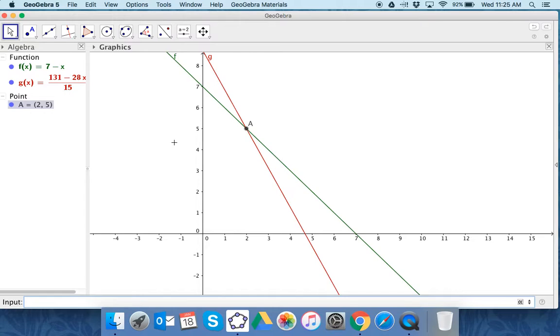And then again, if you do your graphing on GeoGebra, you need to sketch the graph, label the intersection, and write a complete sentence. The number of fancy shirts Kristen bought was 2, and the number of plain shirts she bought was 5. Pretty simple. Just type in your functions, use the intersection, and there you go.